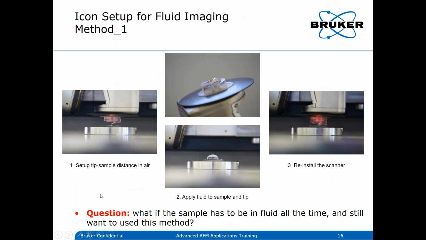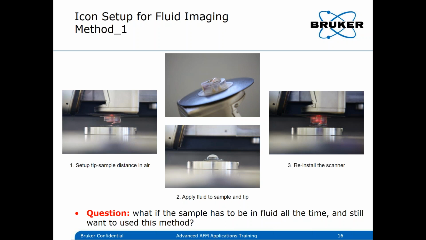So in general, what is the method here for the icon? Again, you would try to set up everything, the tip sample distance, in air. So select your experiment as fluid, align your laser, again, not on the alignment station, but manually on the cantilever, and then go to navigate. After focusing on the cantilever, go to navigate and focus on the surface. When the surface is in focus, you're again 1000 micrometers away from the surface.